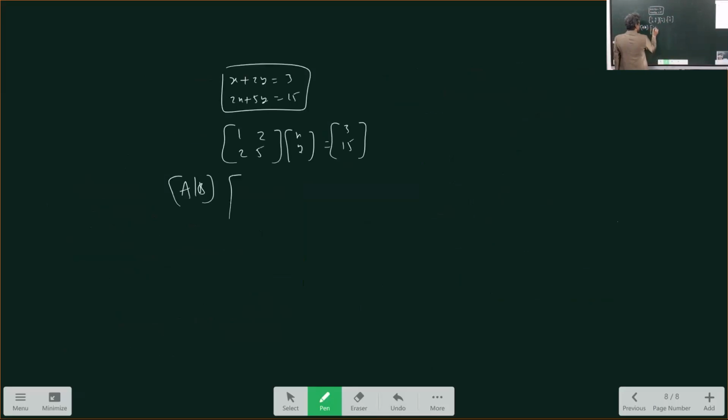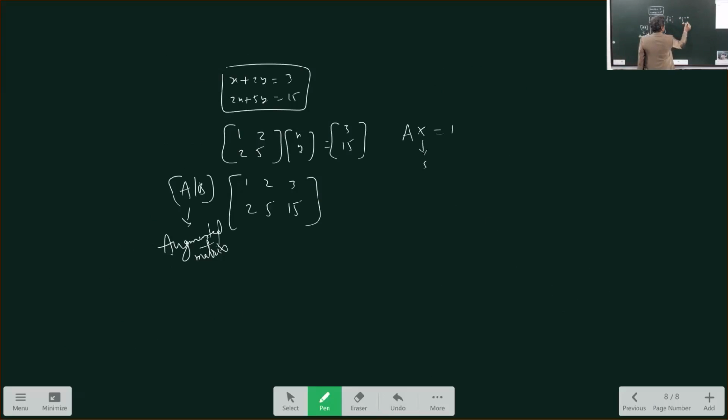We are writing it as 1, 2, 2, 5, 3, 15. So this is called A colon B. We call it an augmented matrix, which combines the right hand side matrix with the coefficient matrix. We write this in the form Ax is equal to B. X is called a solution vector, B is called the RHS matrix or RHS vector, and A is called the coefficient matrix. When the coefficient matrix is added with the RHS, this is called the augmented matrix.